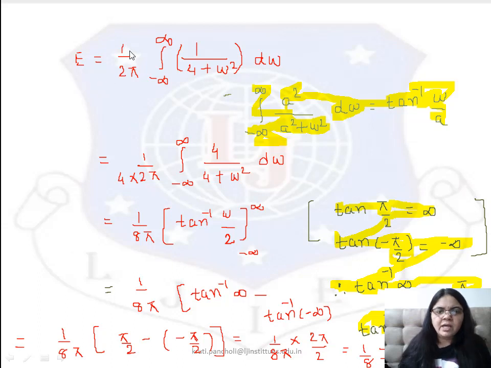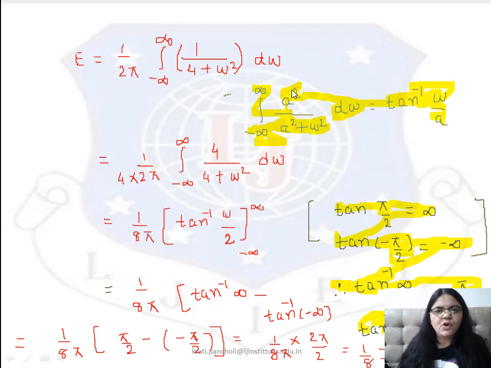It is E is equal to 1 by 2 pi integration of minus infinity to infinity. What is my modulus of X of omega square? It's 1 upon 4 plus omega square d omega. Okay, so it is the function. Now we know that if it is minus infinity to infinity, a square upon a square plus omega square d omega, then it is tan inverse omega upon a. Now I need to convert the equation form into this form.